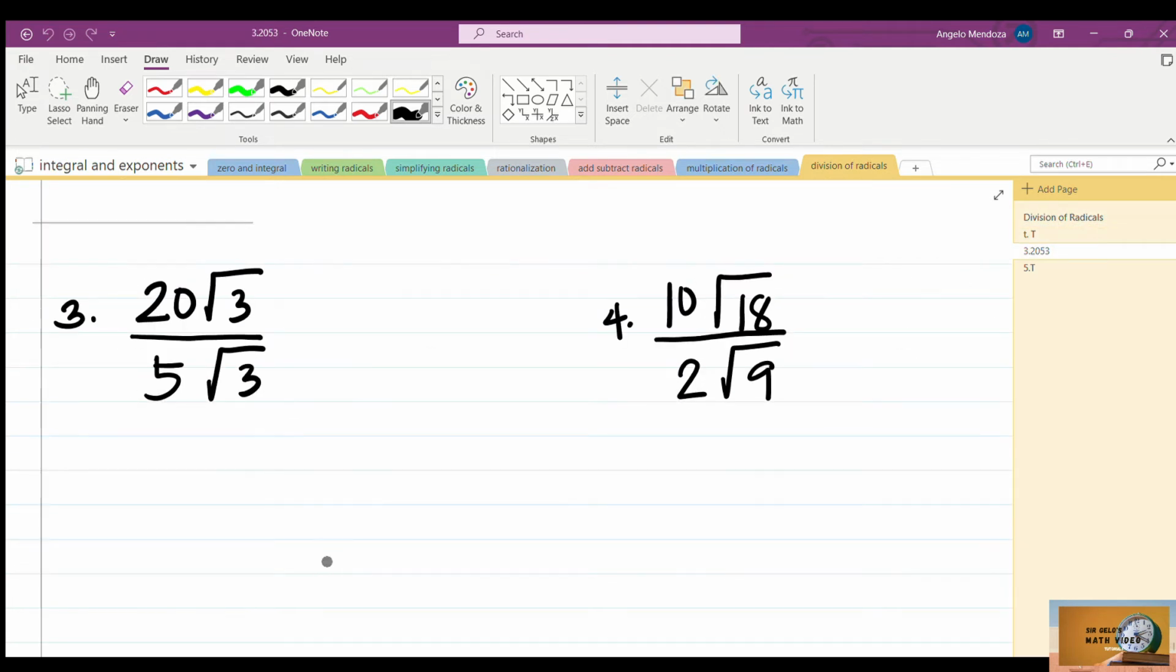Okay, next we have examples 3 and 4. For this type of division, you will see that we can directly divide the numbers outside the radical sign and inside the radical sign. So 20 square root of 3 divided by 5 square root of 3. We can think of it as direct division. So it's 20 divided by 5, which will be 4. And then square root of 3 divided by square root of 3 is 1.